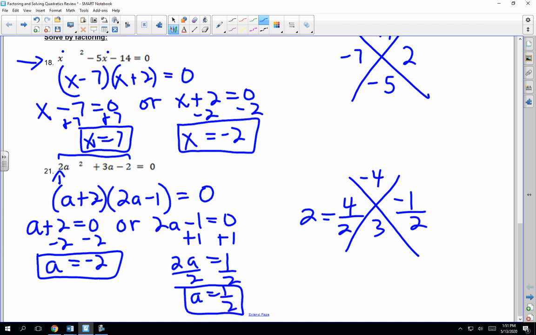So that's factoring with the purpose of solving a quadratic equation. So I hope that helped. You should be ready to try that little short quiz on factoring and solving quadratics after you've practiced the other problems on this page.